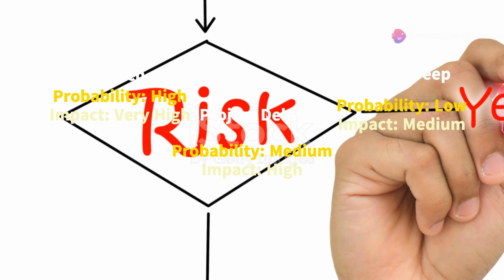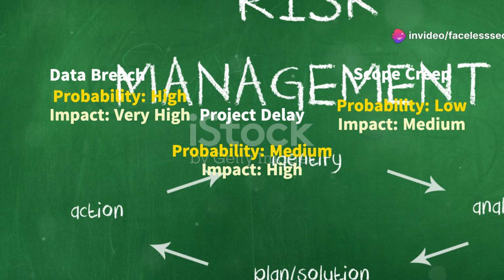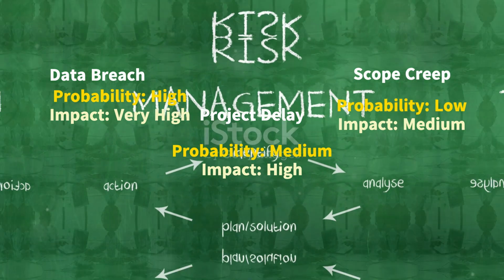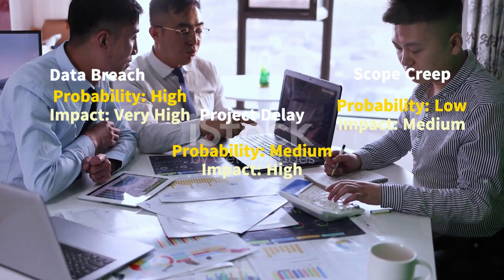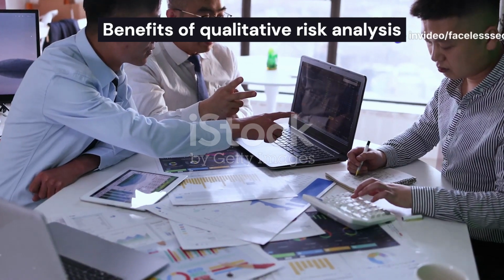very high impact, followed by project delay and scope creep. The risk matrix will show the data breach in the high probability, high impact quadrant, guiding our focus towards mitigating this risk first. Benefits of qualitative risk analysis.